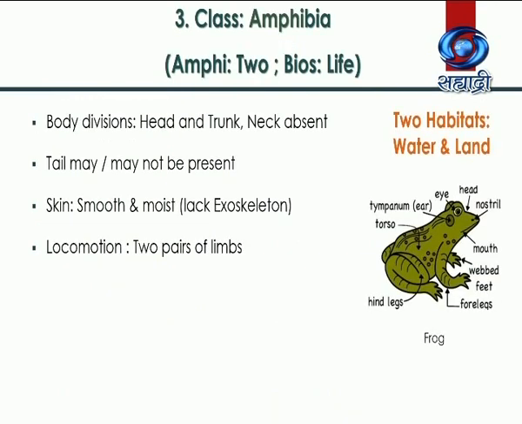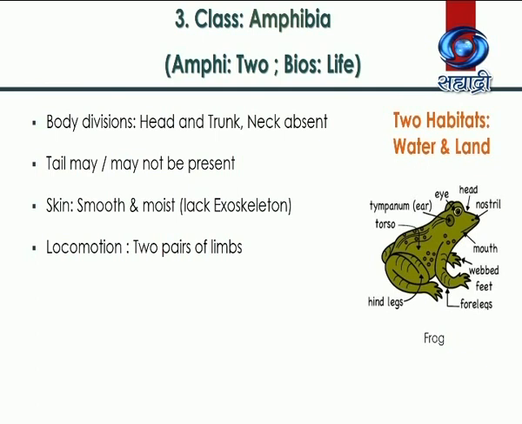The next class is class Amphibia. Amphibian members show following characteristics. These animals are strictly aquatic during larval life and they perform only aquatic respiration, whereas they can live in water as well as on land during adult life.